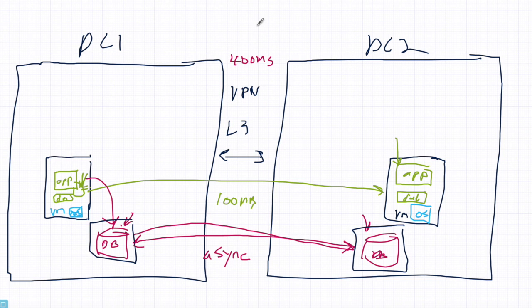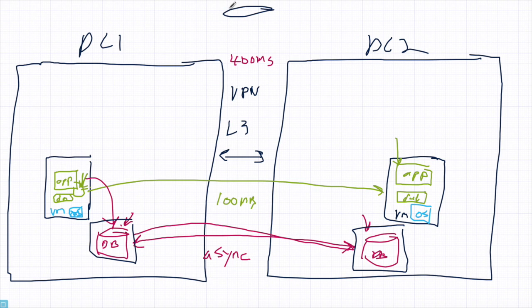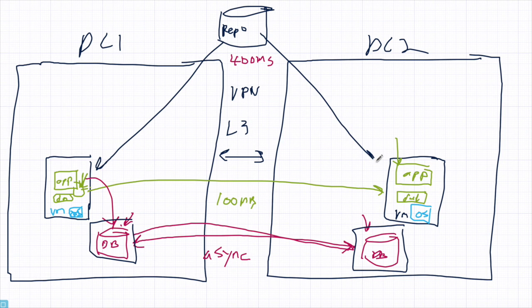The applications get installed from probably a central repository. It could be sitting in one data center or both. It could be synced up. And that's where we get our application code. And we can fetch our dependencies that way as well.